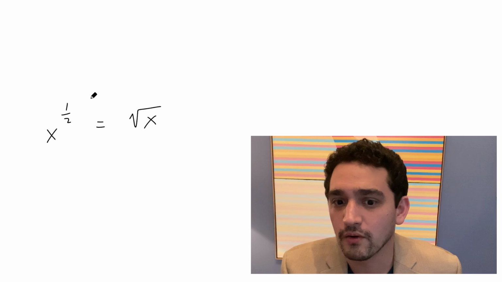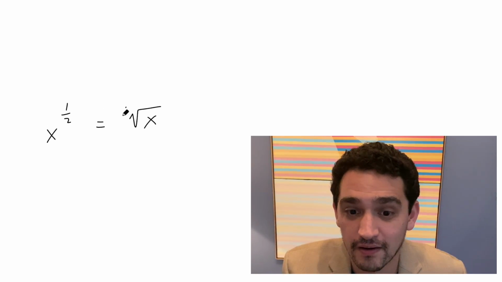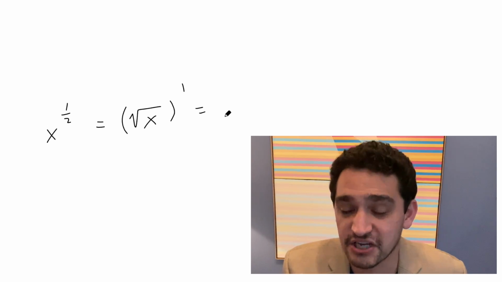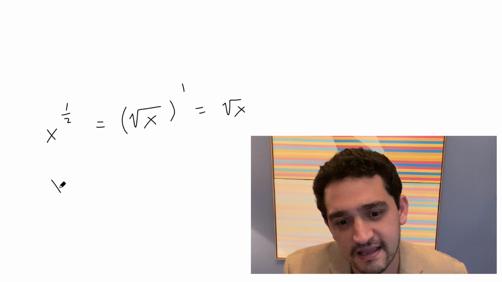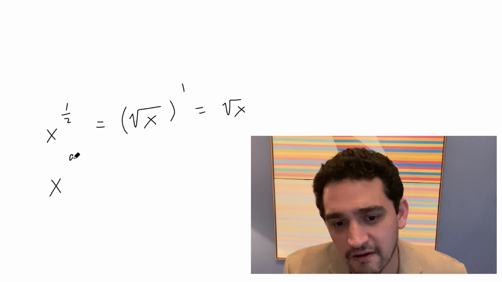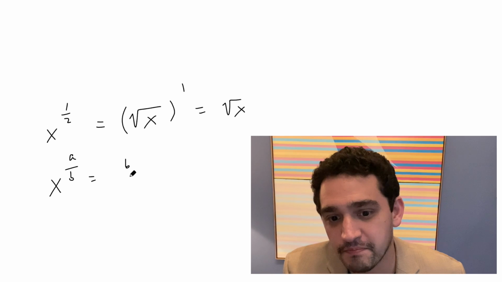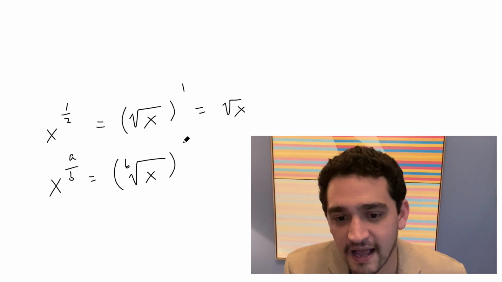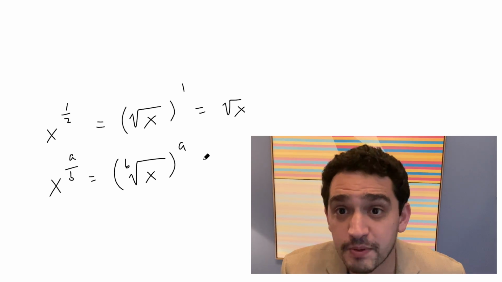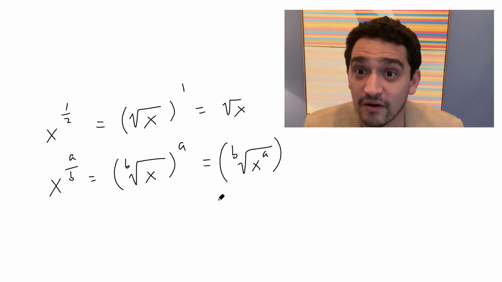Now what about the 1? Well, the whole thing then is just raised to that power. So this is just root x. So the full rule is this. If you have x to the power of A over B, well, this becomes then the B root of x to the power of A. And this can also be written as follows: the B root of x, to the power of A. These two are equivalent.